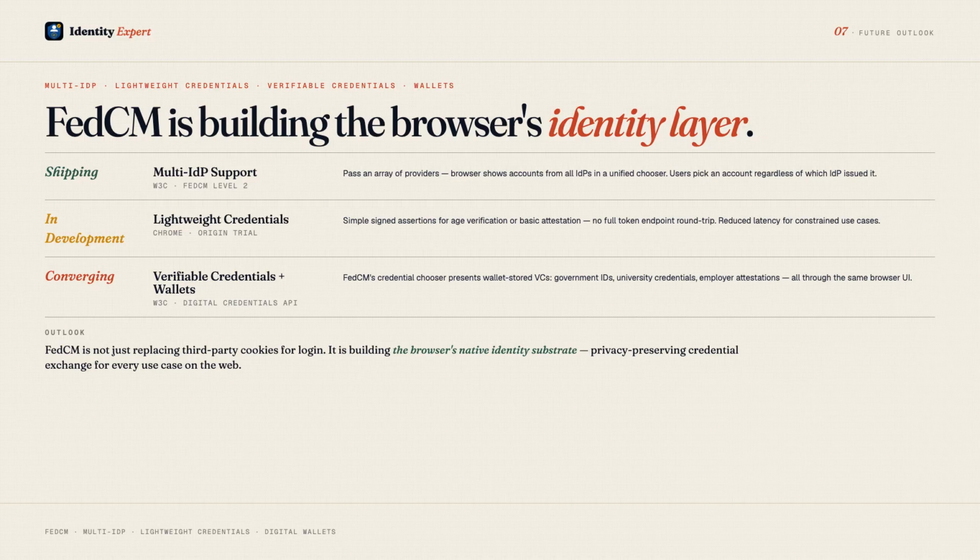The direction is clear. FedCM is not just replacing third-party cookies for federated login. It is building the browser's identity layer, a native, privacy-preserving substrate for every kind of credential exchange on the web.